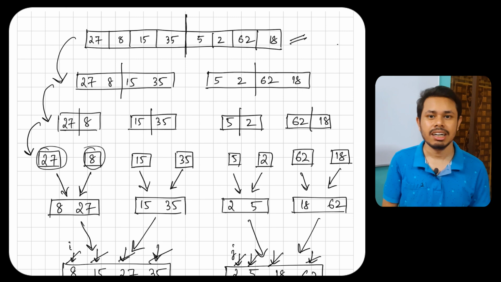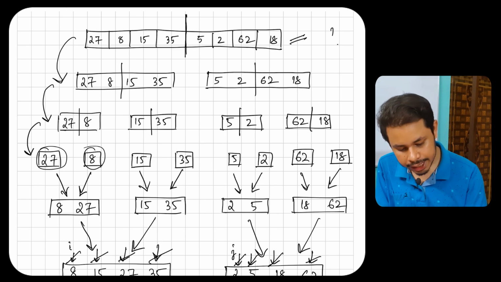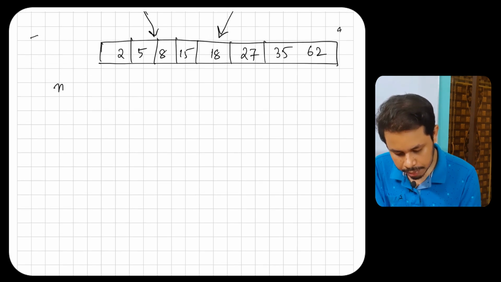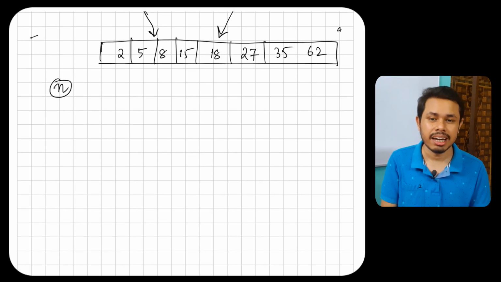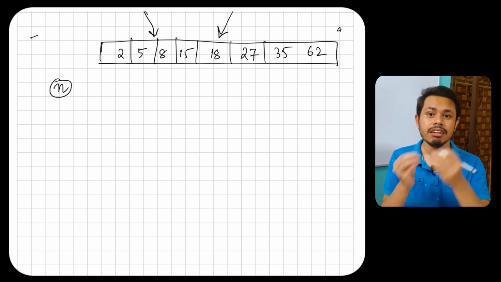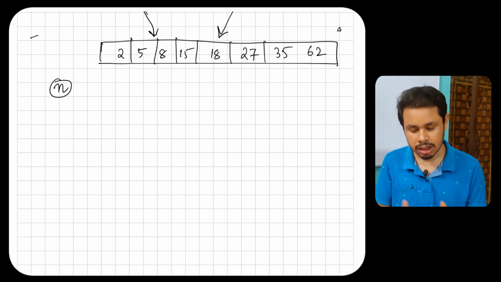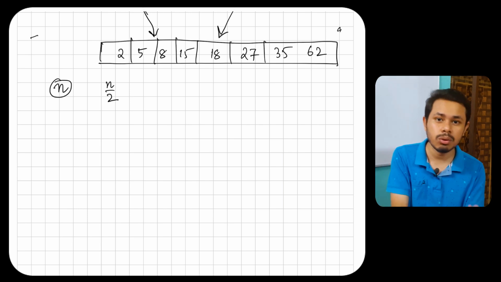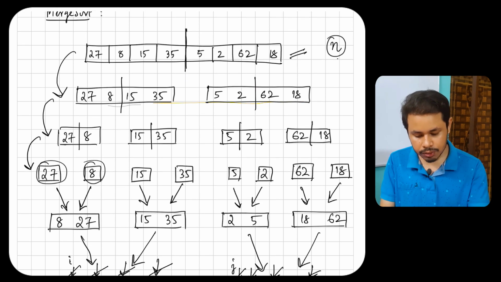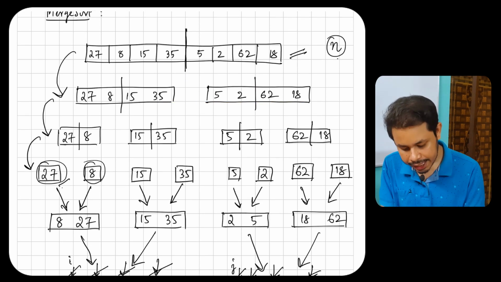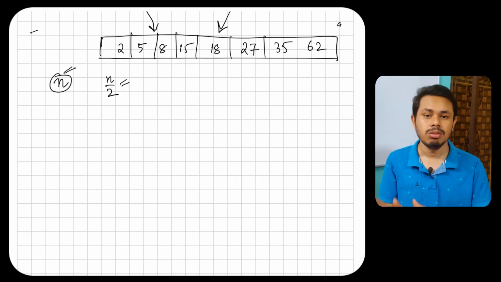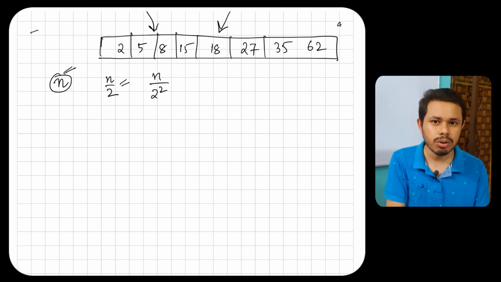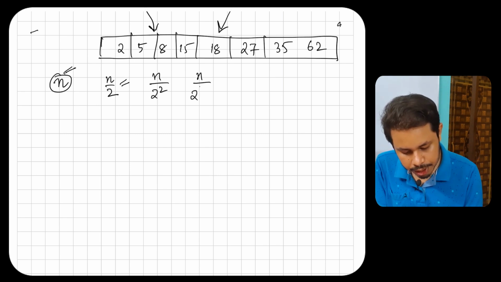So how many steps are we taking? Let's say n is the size of the array. In every step, you are dividing the array into two equal halves. So what would be the number of elements? It would be n by 2, right? So why am I doing this? Because you will be doing this process until a single element is present inside your array. Now further, if we divide, it would have n by 2 square elements, like n by 4. Further division, it would have n by 2 cube elements.